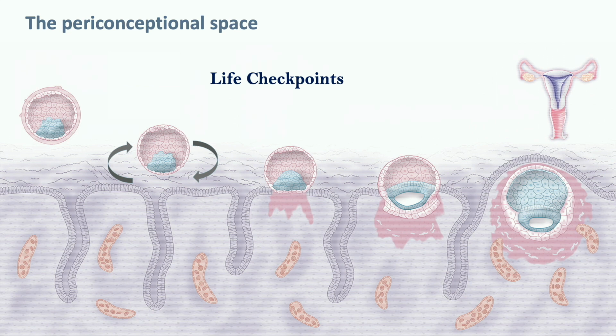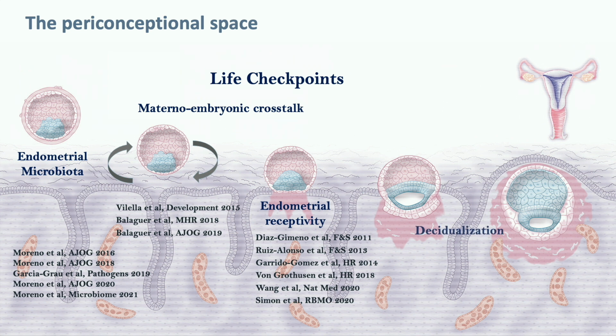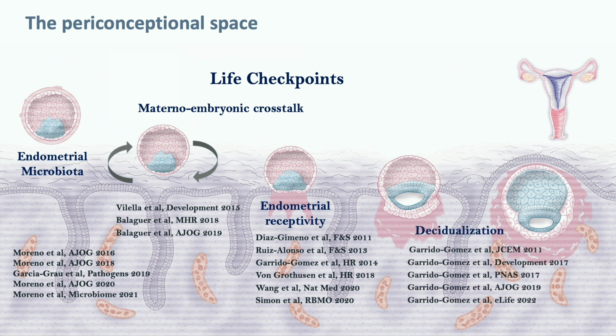But let's start with the preconceptional space. We know that this is composed of several features, starting with the endometrial microbiome. That's the microbial community that the embryo encounters at implantation, followed by materno-embryonic crosstalk, so that communication between the implanting embryo and the endometrium, endometrial receptivity, and then finally decidualization that leads to placentation. But today, we're focusing on endometrial receptivity.